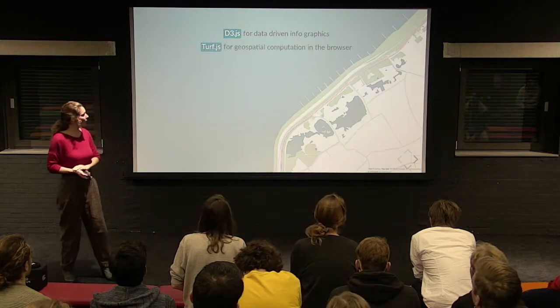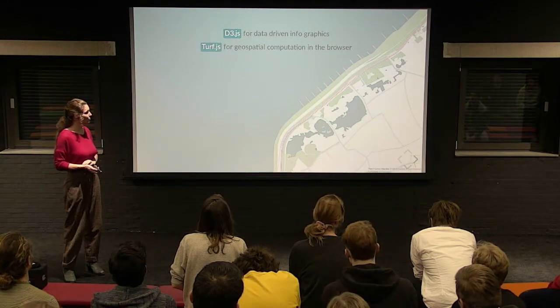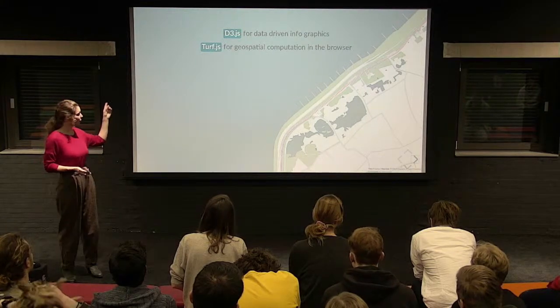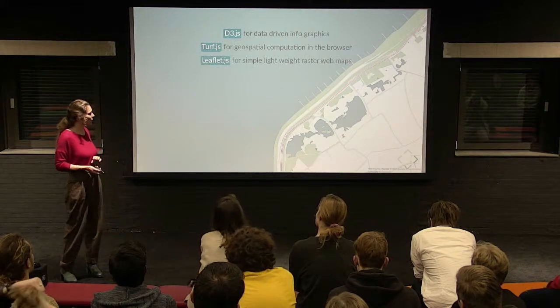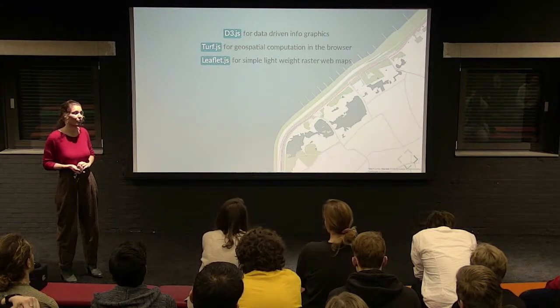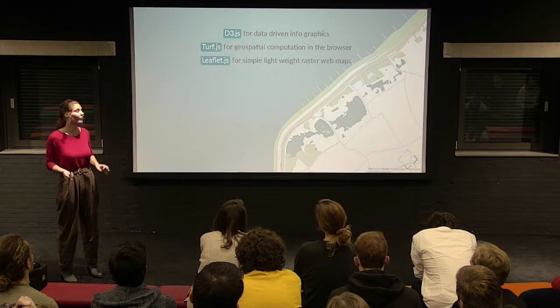Okay. Turf is a library with which you can do GIS analysis, geospatial computation in the browser. So that's also what I used to draw random points in my maps before. Leaflet is a JavaScript library which is used a lot because it's really simple, it's lightweight, and you have really quick raster web maps.